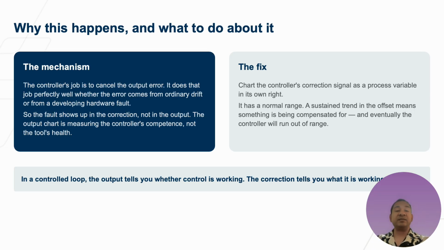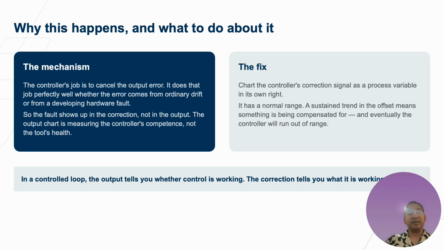Let me state the mechanism precisely, because the fix follows directly from it. The controller's job is to cancel output error. It does this job perfectly well, whether the error comes from an ordinary seasoning drift or from a developing hardware fault. It cannot tell the difference. It is not supposed to. So the fault shows up in the correction, not in the output, which means the output chart is measuring the controller's competence, not the tool's health. It is a chart of how well your control system is working, worth knowing, and a different thing from the health of the tool.